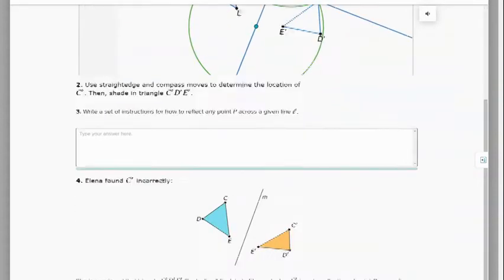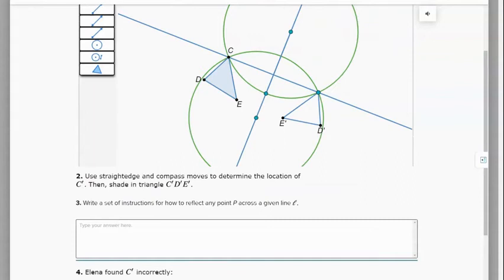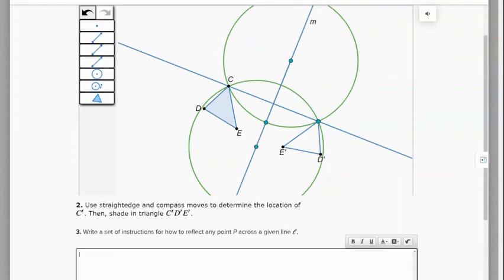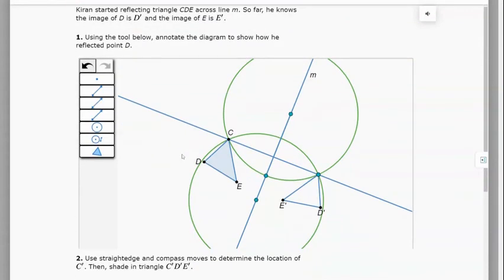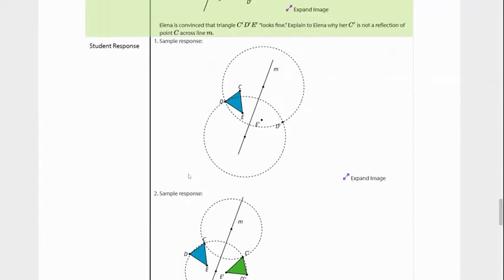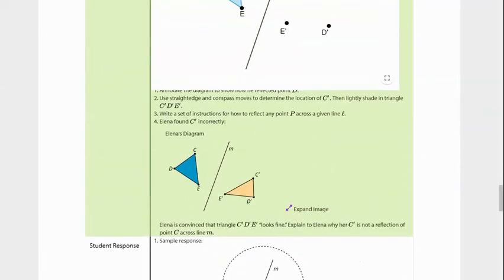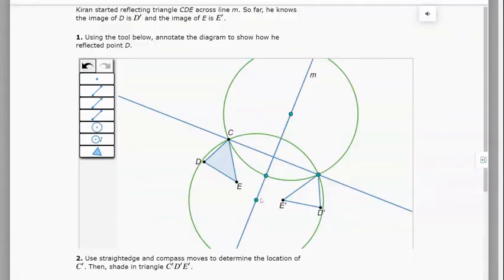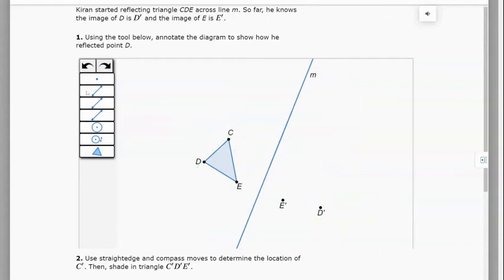All right, so instructions. This is a really important part. Write instructions how to reflect point P across the given line. So point P, I would say point P or point C? Let's see. No, it's point P. Okay. So if we had a point P, I'm going to make that up. Here's our point P.